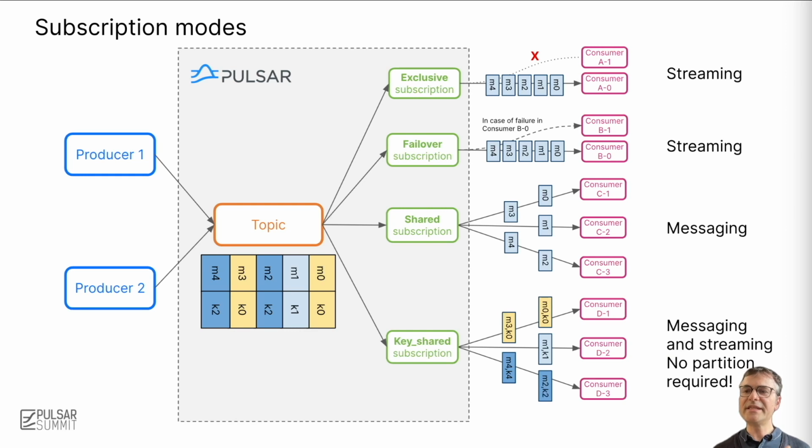Then you will use the key shared mode. This mode is the same as the shared mode, but with a very important difference. If the messages are produced with a key, then the messages that share the same key will be delivered to the same consumer. So you can process all the messages with the same key in the right order. So you can use this subscription mode for both messaging and streaming. Key shared mode is great for scaling out consumers, like the shared mode, but because you have an ordering guarantee, you can scale your streaming processing without creating new partitions, which is really great.